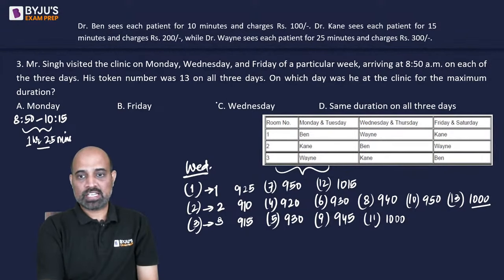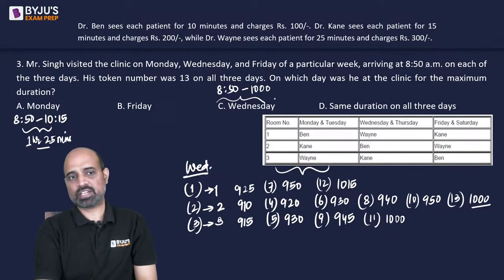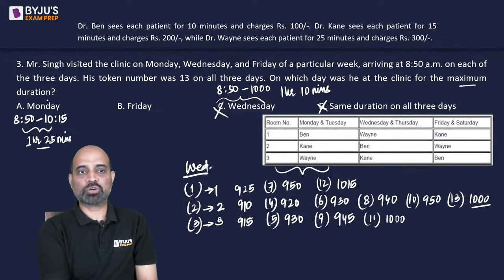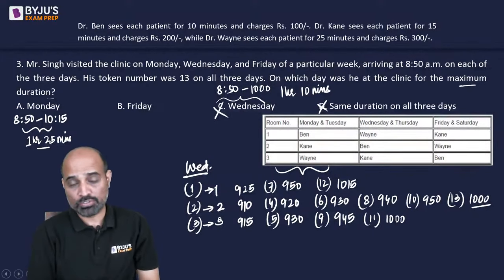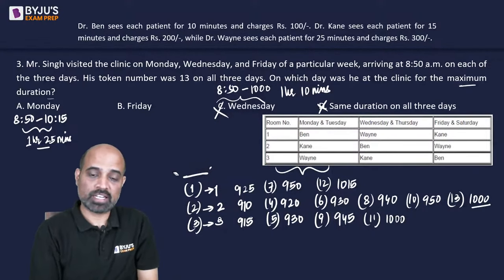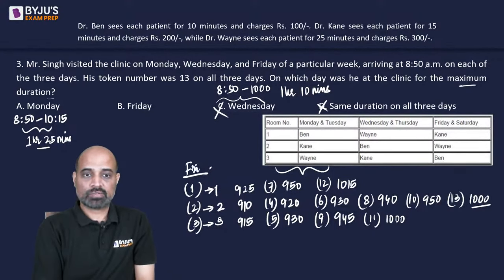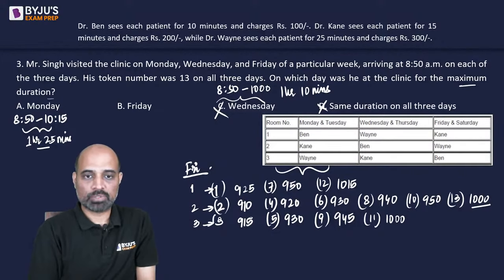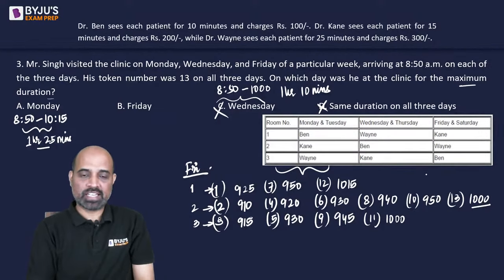So on Wednesday, Mr. Singh arrived at 8:50 and he is done by 10 o'clock, which is going to be 1 hour and 10 minutes. So far, the answer is definitely not C and D, because we need the maximum duration for which he was there. It's coming out to be Monday so far. Now between Monday and Friday, we need to check. So we will have to check this again for Friday. I will leave these as room numbers and these as token numbers. So on Friday, we start with Dr. Ken, right?